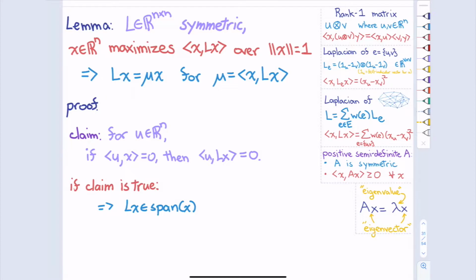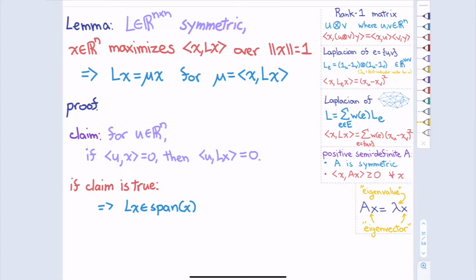So the quantifier is important. It's actually for all u. So if this is orthogonal to x, then this is also orthogonal to x, and any other one is too. So that means each of these is also orthogonal to Lx, and all that's left is that first direction of x. What's happening is that all the dimensions orthogonal to x are orthogonal to Lx, so Lx must live in the one dimension left, that of x.